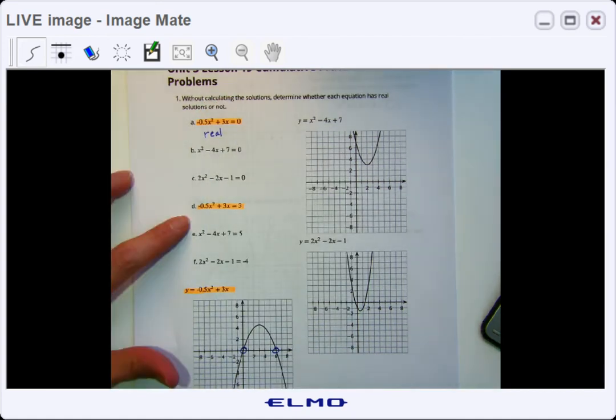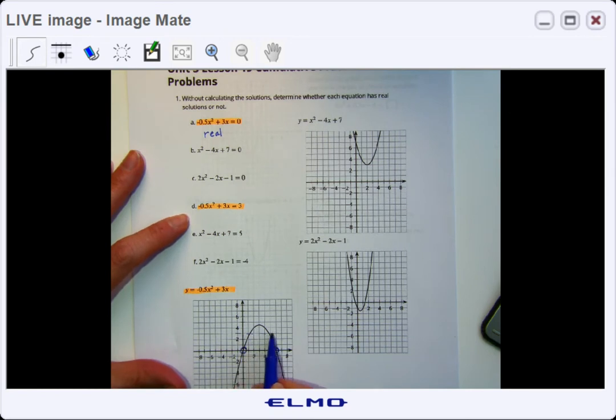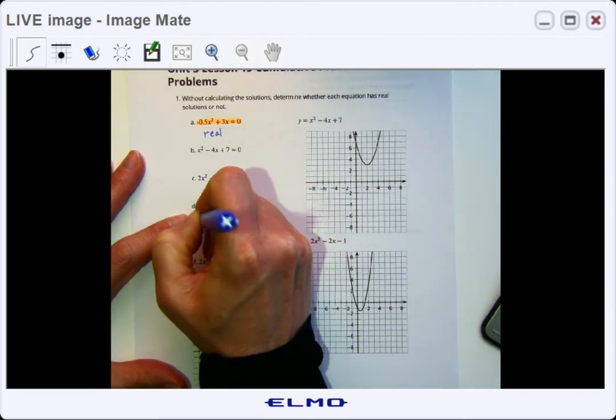And then for D, equal to 3. Well, here's 3. And it's also two places there. So those are also real.